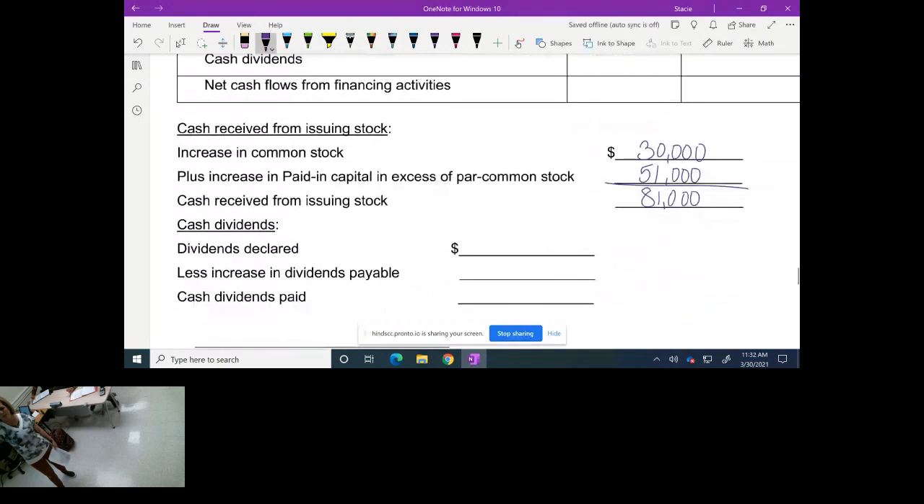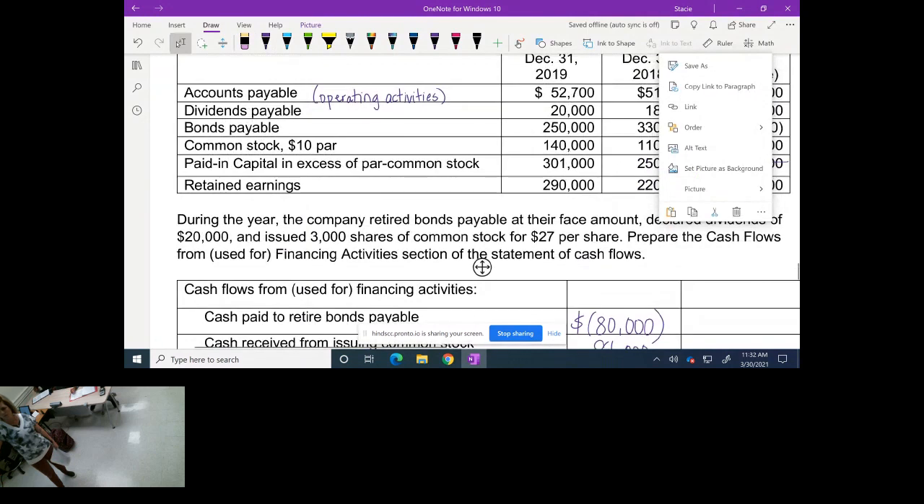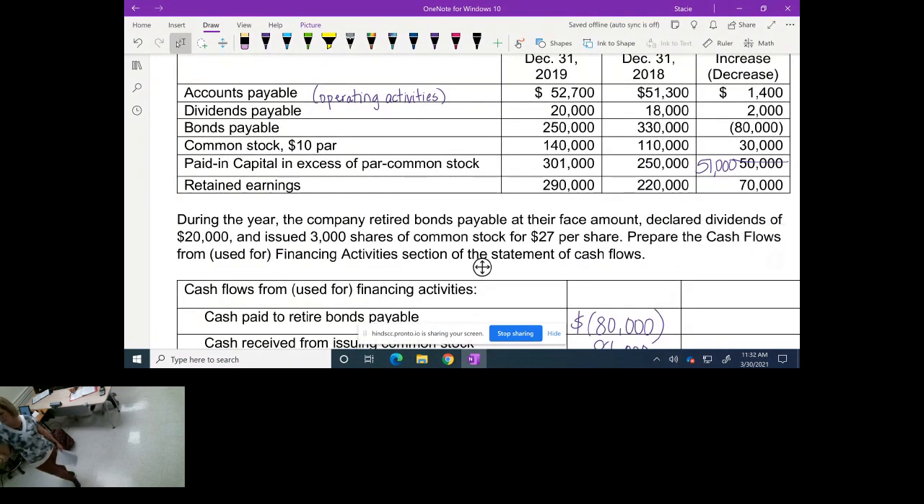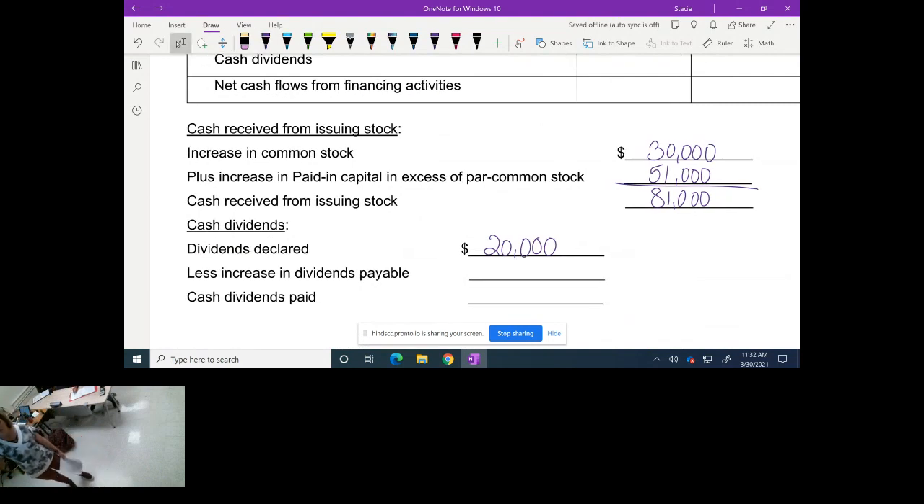All right, then cash dividends. How do we figure that out? We take our dividends declared, 20,000, that's in your problem. We're going to subtract out 2,000, the increase in dividends payable, and that tells you how much was paid out in dividends. If there was a decrease in dividends payable, we could add it back. Think about it like this.